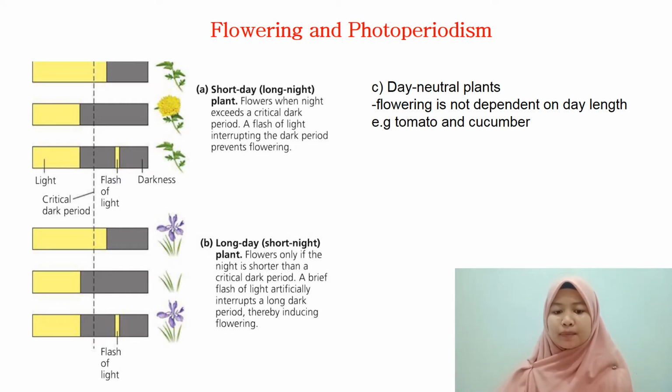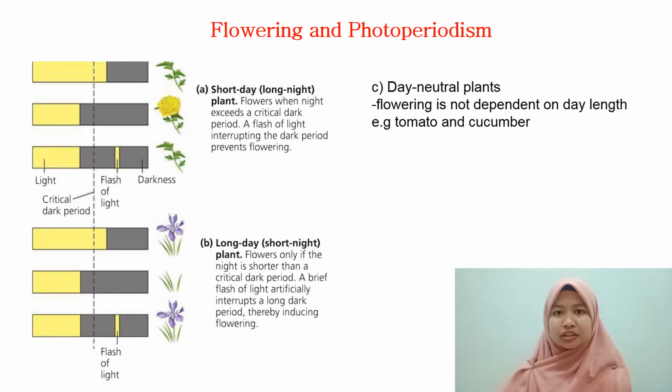In the third bar, the day is shorter than the critical length. Remember that this type of plant should flower. However, there is a flash of light interrupting the dark period, and this prevents flowering. Examples of short day plants are cocklebur and chrysanthemum.